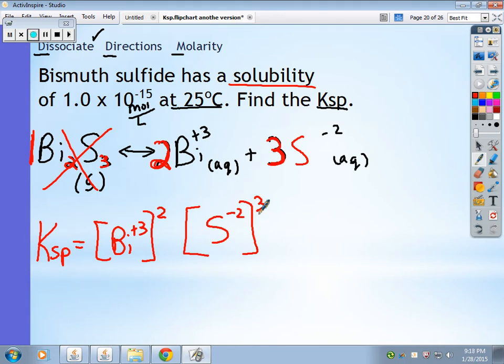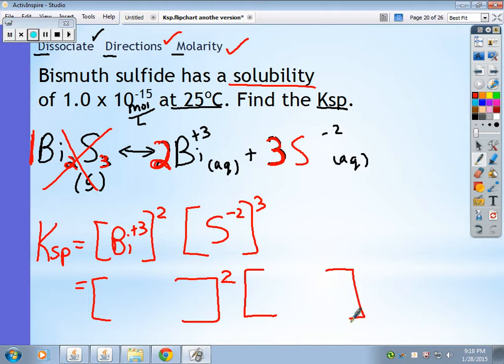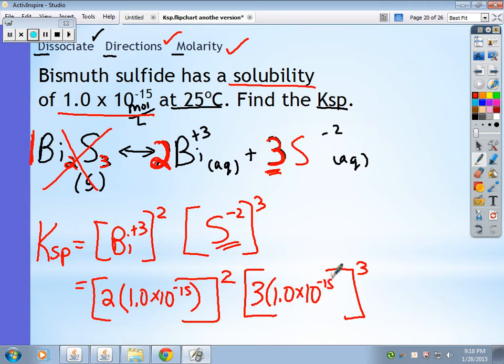Now, dissociate, directions. My next step is to take my molarity based on my balanced equation. So these are my directions. So I'm going to write my brackets big because I'm going to get ready to write my molarity in there. So if I look in my equation, what do I have for bismuth? I have 2 times whatever my molarity is. What's my molarity? My molarity is 1.0 times 10 to the minus 15th. Okay, so what goes in my brackets here? My molarity for my sulfide ion, not my silicon ion, sorry. Silly me. So what's my molarity? 3 times whatever my molarity is. And then I go ahead and follow my directions. And when I follow my directions and do my math, I get 1.1 times 10 to the minus 73rd. Wow, that's my Ksp value.